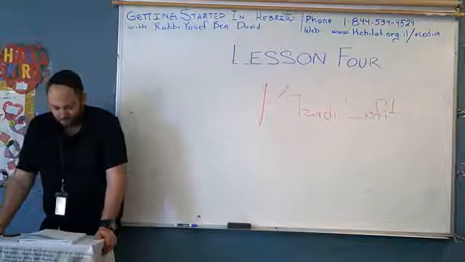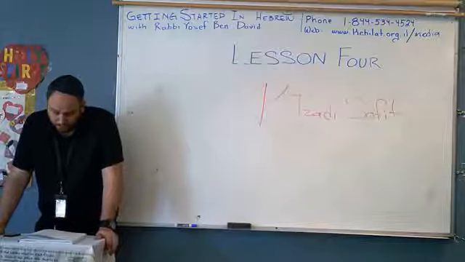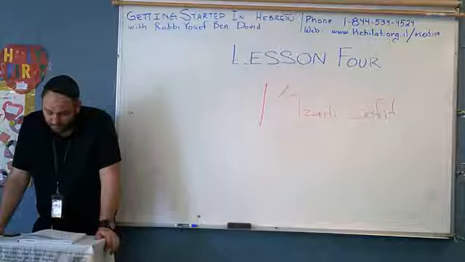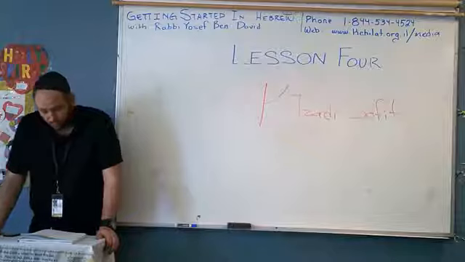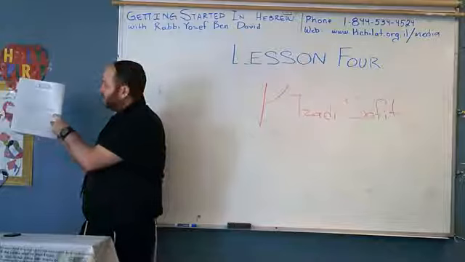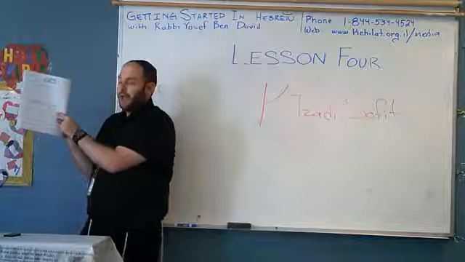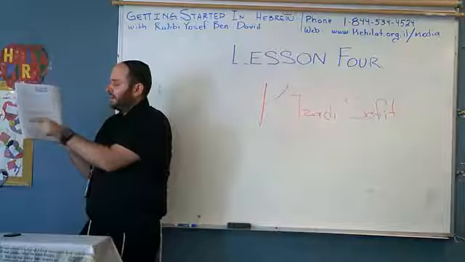Now, letters. First, write the first 18 letters of the Hebrew alphabet in order from right to left. Write the name in English underneath. So, for instance, you have this big block here. You're going to write the letter Aleph, and then right beneath it, you're going to write A-L-E-F, or Aleph. And you'll do it Aleph, Bet, Gimel, Dalet, going on and on, okay?